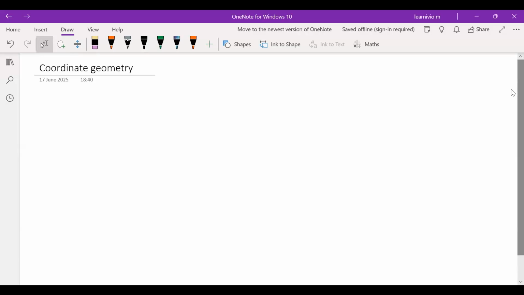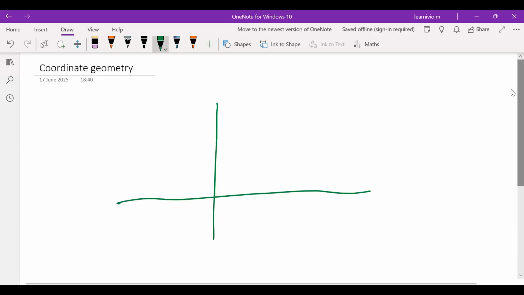So yeah, coordinate geometry, this is the continuation of the same coordinate geometry which you have learned in the previous class. In the previous class, you have just seen the basics of coordinate geometry. Basics means you have just got to know.